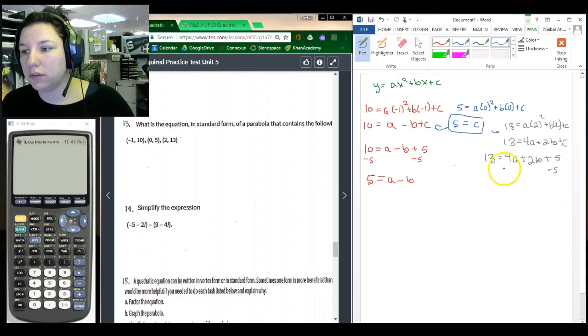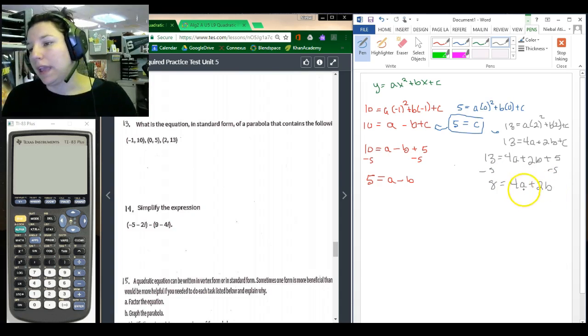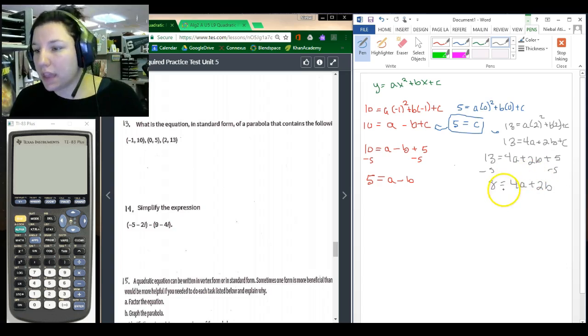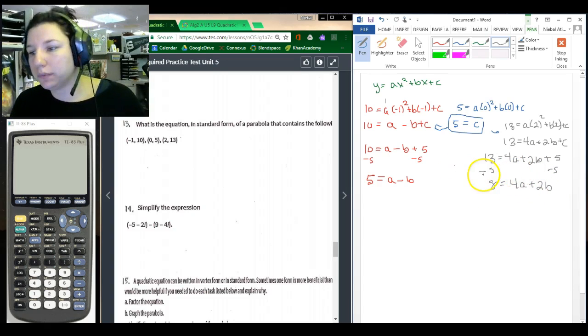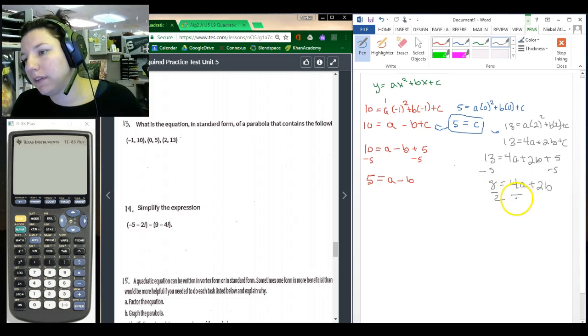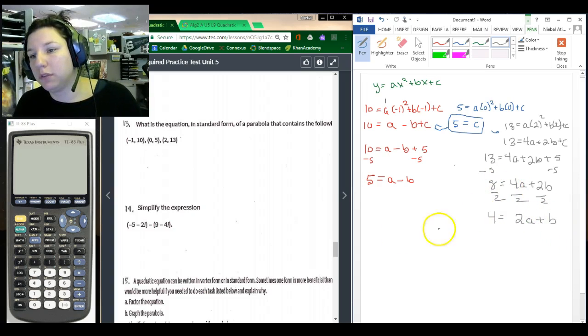5 and 13 are like terms. Let's combine those. And we get 8 equals 4A plus 2B. And if you want to simplify things a little bit, I've got 8, 4, and 2 can all be divided by 2. So we can simplify this down to 4 equals 2A plus B. Now, you don't have to do that. You'll still get the right answer, but it'll make the next step simpler.